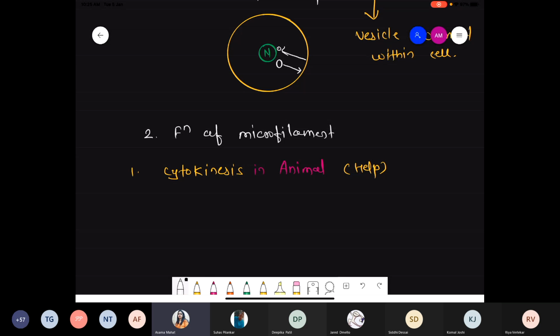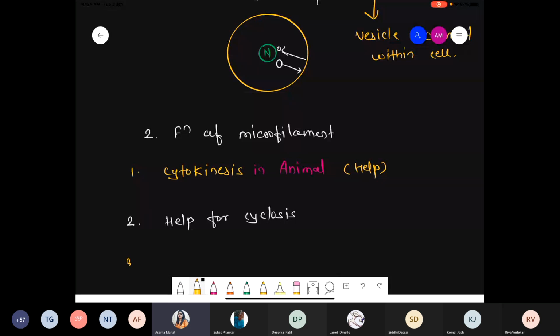Now, the second function: they also help in cyclosis, and you know very well, we have already discussed cyclosis. Cyclosis is nothing but cytoplasmic streaming, that is, movement of cytoplasm around the vacuole, maybe clockwise or maybe anti-clockwise. Such kind of movement is simply called the cyclosis movement.